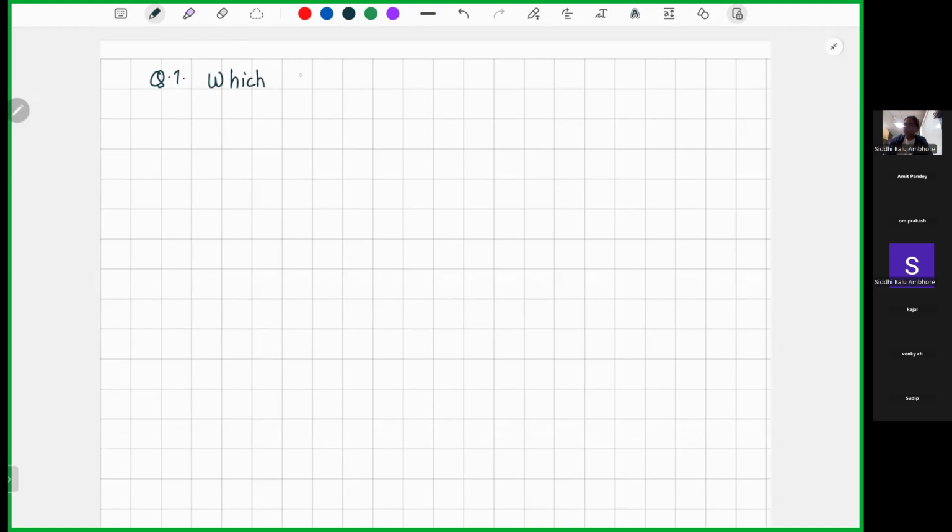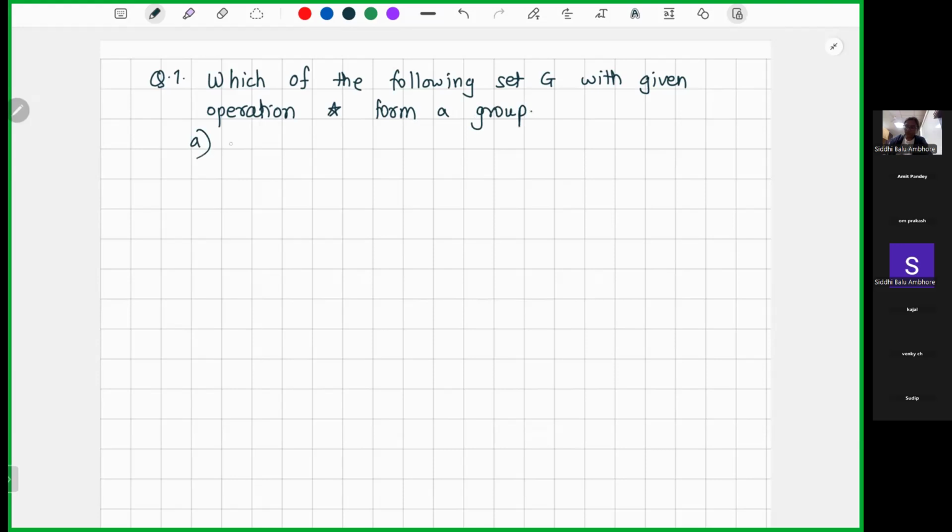The first question is, we have to check which of the following sets G with the given operation star form a group. Okay, so first is G is equal to Z, the set of integers. Let me write this set of integers. And here A star B is defined as A minus B.